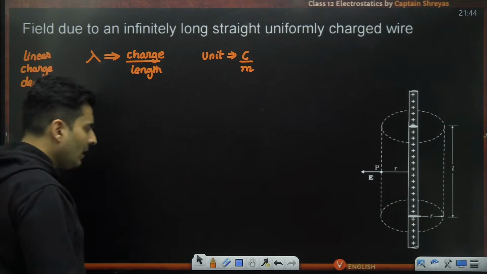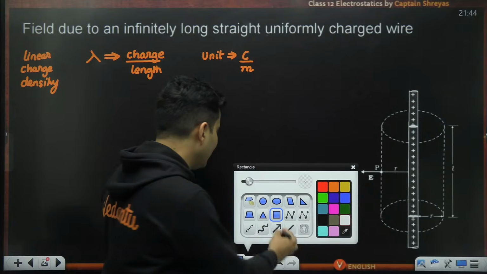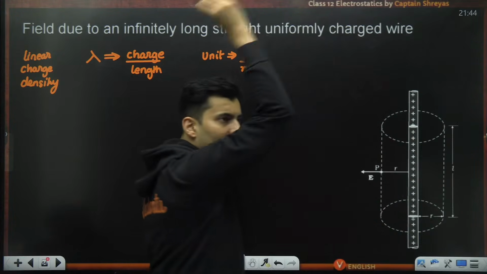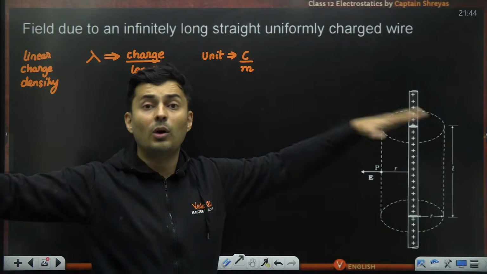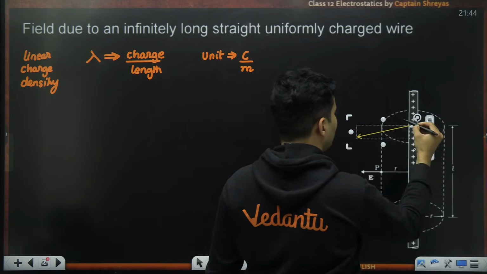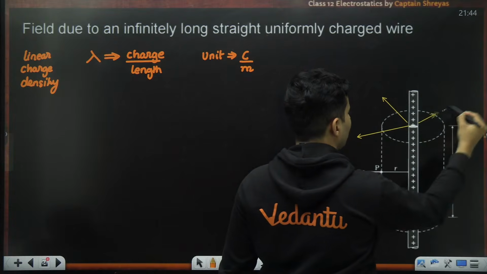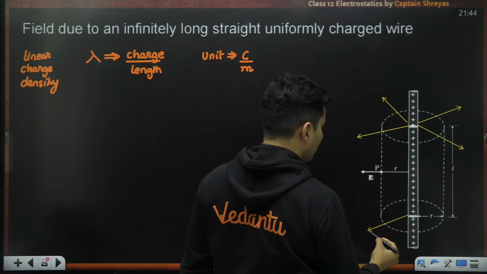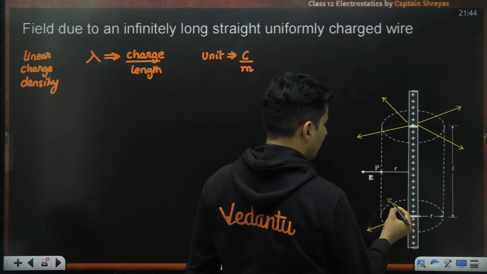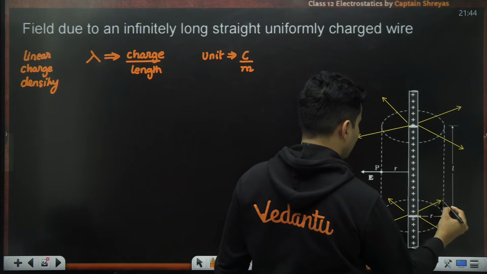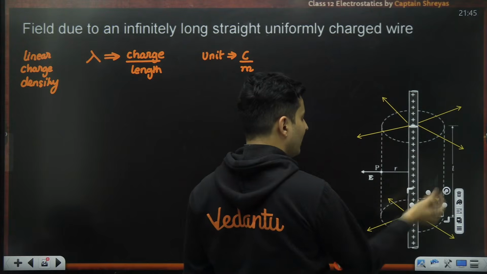Now what happens? How will the field lines look? First, let's imagine that. Because it's a very long charged wire, the field lines will spread out everywhere. Maybe some field line will go here, maybe some line will go here, and the same thing I can say about here and here, like this. That's how the field lines will go everywhere.